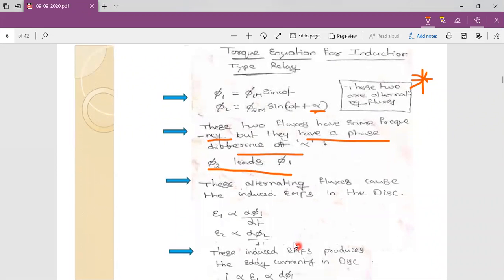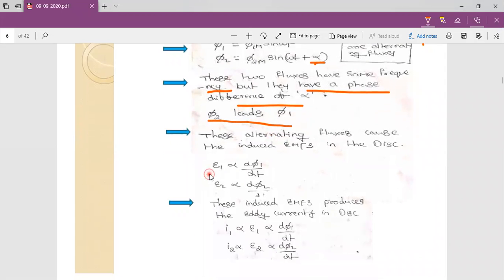Now, the EMF E1 is induced in the disk because of phi 1. The phi 1 linked with the disk is alternating in nature, so the flux linked with the disk is always changing. E1 is directly proportional to d phi 1 by dt, and E2 is directly proportional to d phi 2 by dt. We get this from Faraday's law of electromagnetic induction.